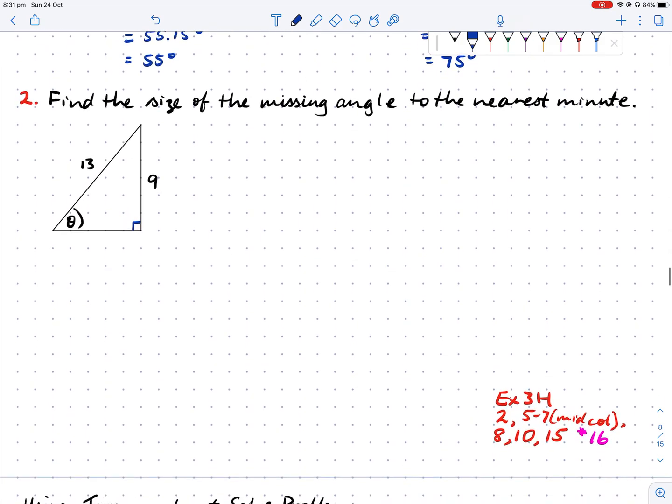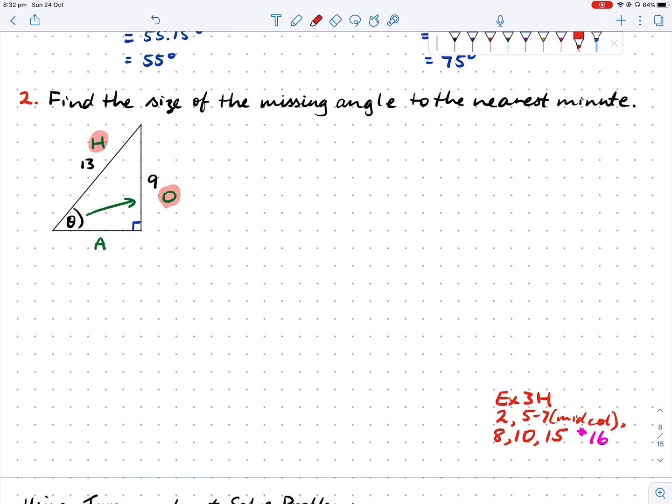With our next example, find the size of the missing angle correct to the nearest minute. So this is where all that angle stuff we did in our second lesson of trig comes into play. So we're looking at this triangle here. First thing we're going to do is label the hypotenuse, opposite and adjacent sides. So there's our hypotenuse, the line through the middle is opposite, and the remaining side is adjacent. For this question, we're given the hypotenuse value and the opposite value.